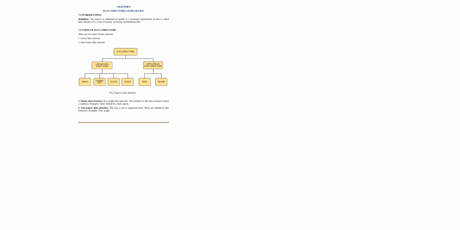Once again I am saying that data structure is the logical or a mathematical model of a particular organization of data. See here, types of data structure. There are two types of data structure basically. One is linear and another one is non-linear. Simply, what is a linear data structure? In a linear data structure, the elements are in a sequence. Okay, they are in proper sequence.